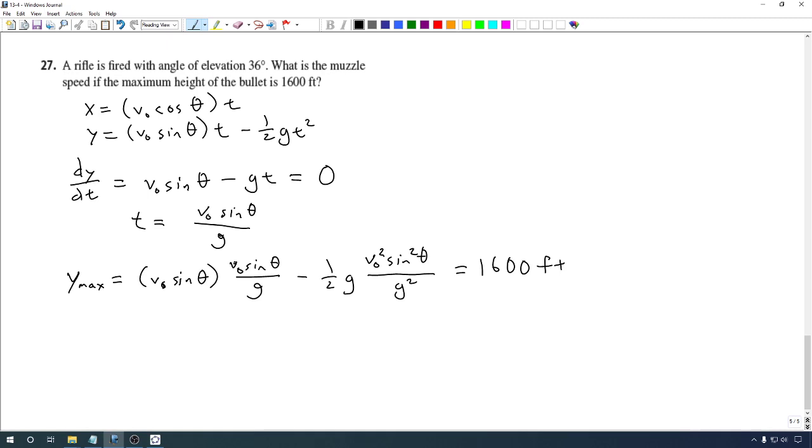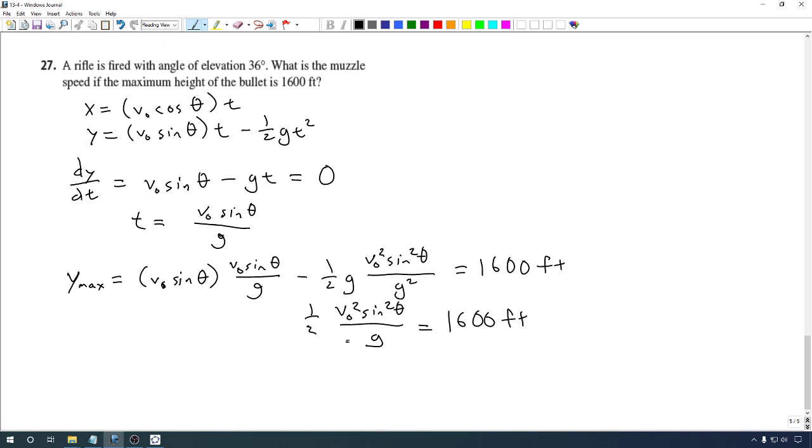And it actually is a very much nicer looking formula than you might imagine, because what do we have here? We have two v naughts, we have two sines, we have a g on the bottom. Here we have two v naughts, two sines, and then the g's will cancel to give us exactly one g on the bottom. So this is really one thing minus half of that same thing. Or in other words, this whole thing turns into half of v naught squared sine squared over g, and that's going to have to be 1,600 feet.